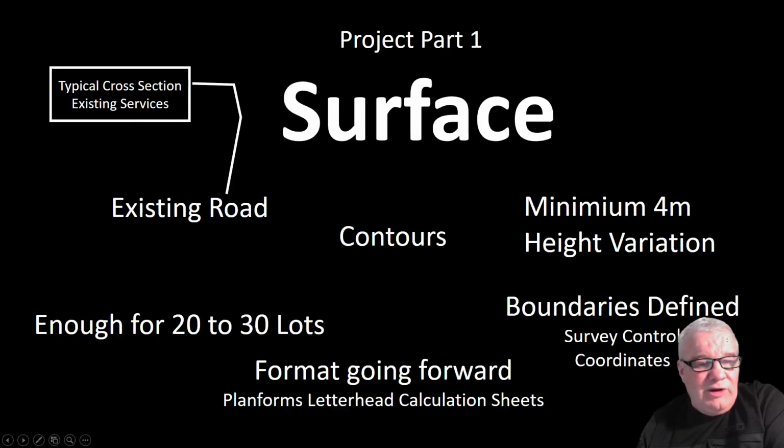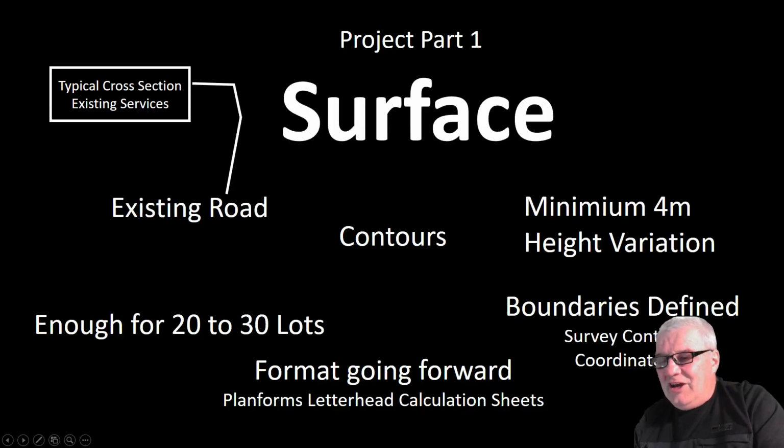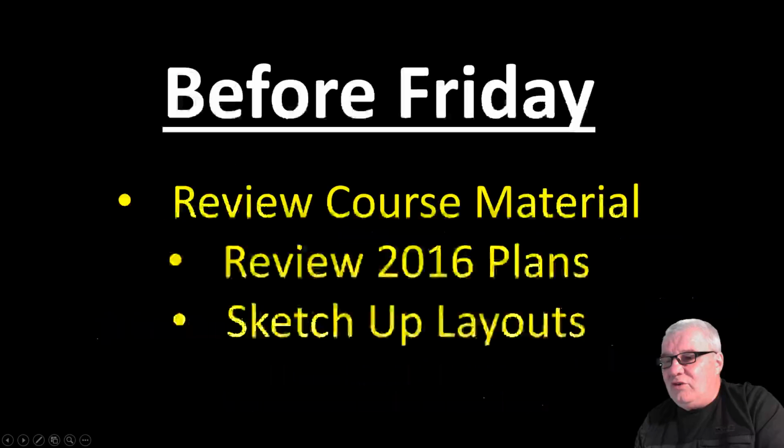So what I'm recommending is that your existing road has the same typical cross section as all your new roads. Keep it simple. Don't overcomplicate things, otherwise you'll live to regret it, believe me. Okay, so that's the surface there.